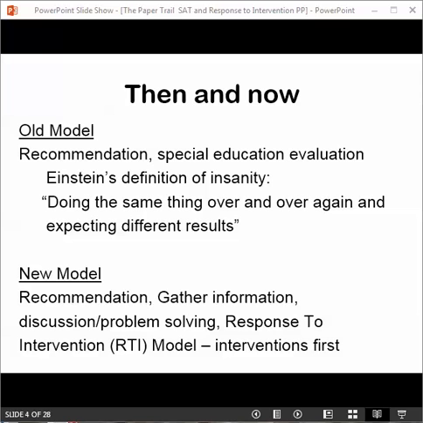And as I discussed in the lesson about history, it's important to understand what happened and why things have changed. So how was special education done in the past? Well, I can sort of speak to that because I taught under the old model, and I was there when the new model was coming up to see the dawning of the new age, so to speak. So the old model and how students used to be identified. It was a recommendation, special education evaluation, so it was Einstein's definition of insanity. And then the new model looks at recommendation, gathering information, problem solving, and a process called response to intervention. So we're going to start by talking about the old model.